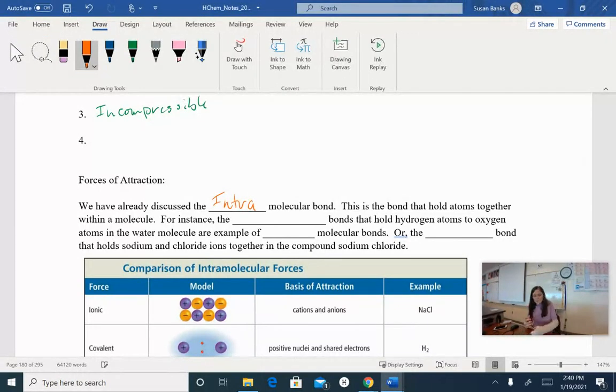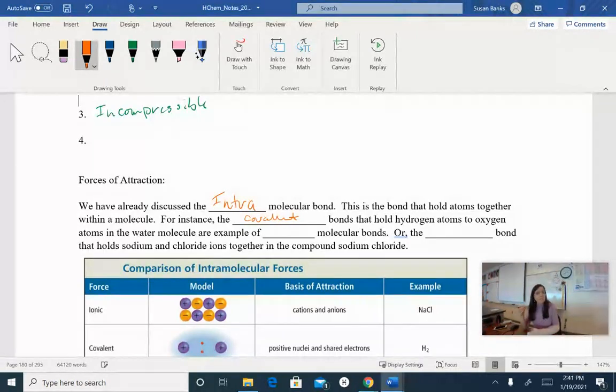Intra means within. This is the bond that holds atoms together within a molecule. For instance, we talked about the covalent bonds that hold hydrogen atoms to oxygen in the water molecule. We spent a lot of time drawing the Lewis structures. We spent a lot of time also understanding the molecular shape of those Lewis structures, as well as the electronic shape of those Lewis structures, and how polarity came to be.